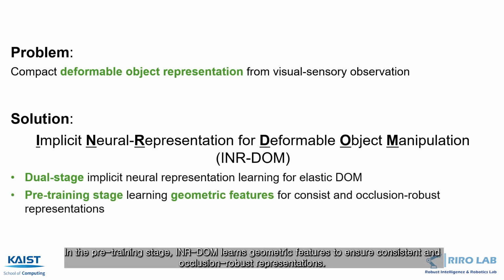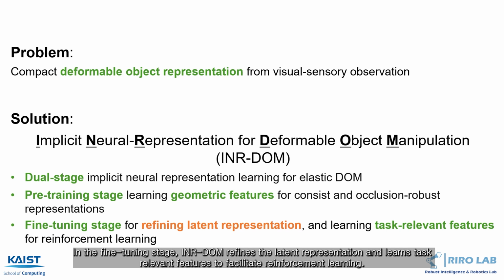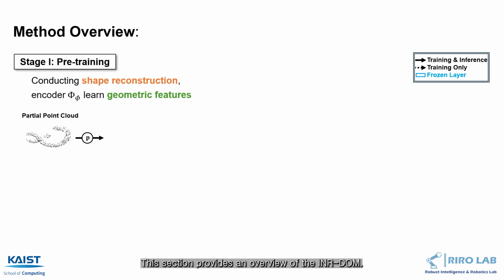In the pre-training stage, INRDOM learns geometric features to ensure consistent and occlusion-robust representations. In the fine-tuning stage, INRDOM refines the latent representation and learns task-relevant features to facilitate reinforcement learning. This section provides an overview of the INRDOM.